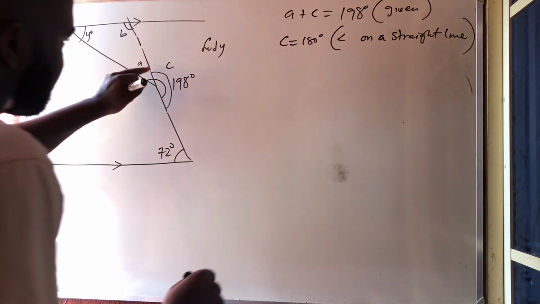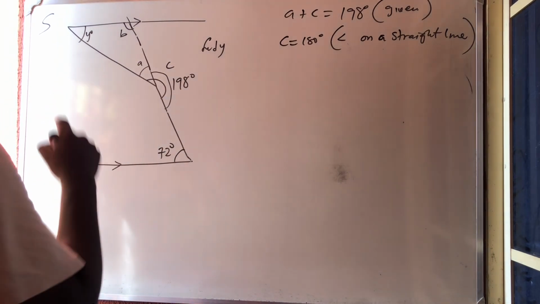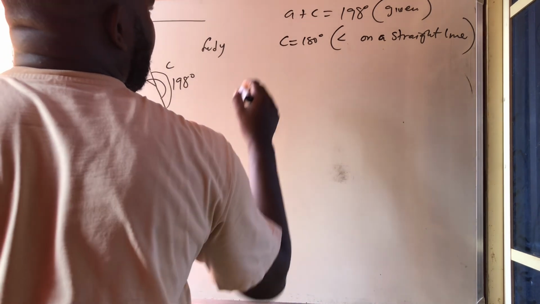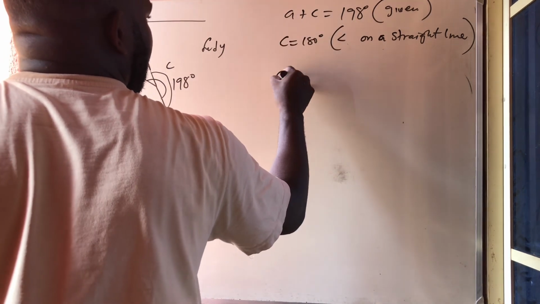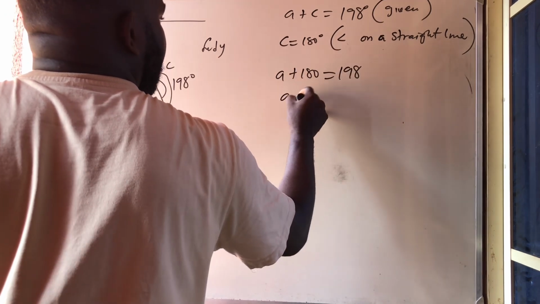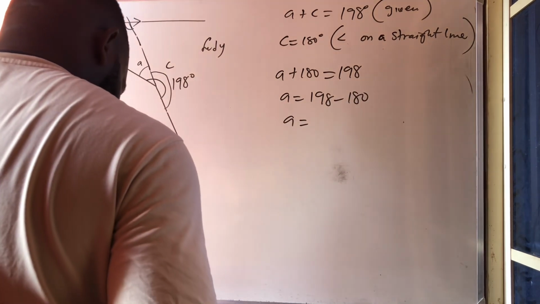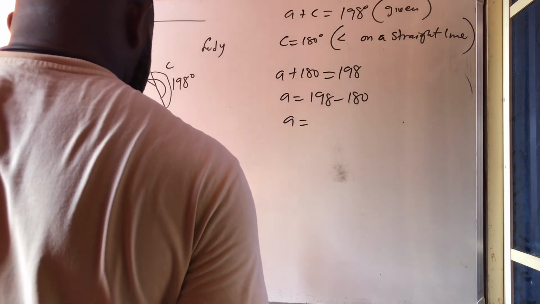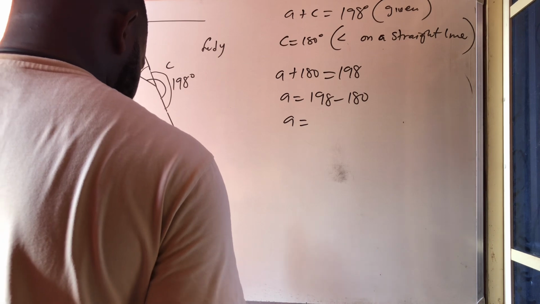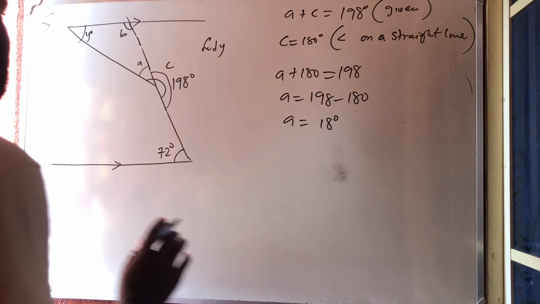Yes, because the C is forming a semicircle, half of a circle, from a line to the same line. But this one is another line that bends this way. Okay, so we can say that, well, let us put it here now. So therefore, A plus 180, which is C, is equal to 198. So therefore, my A is 198 minus 180. So 18 degrees. I've gotten my A.